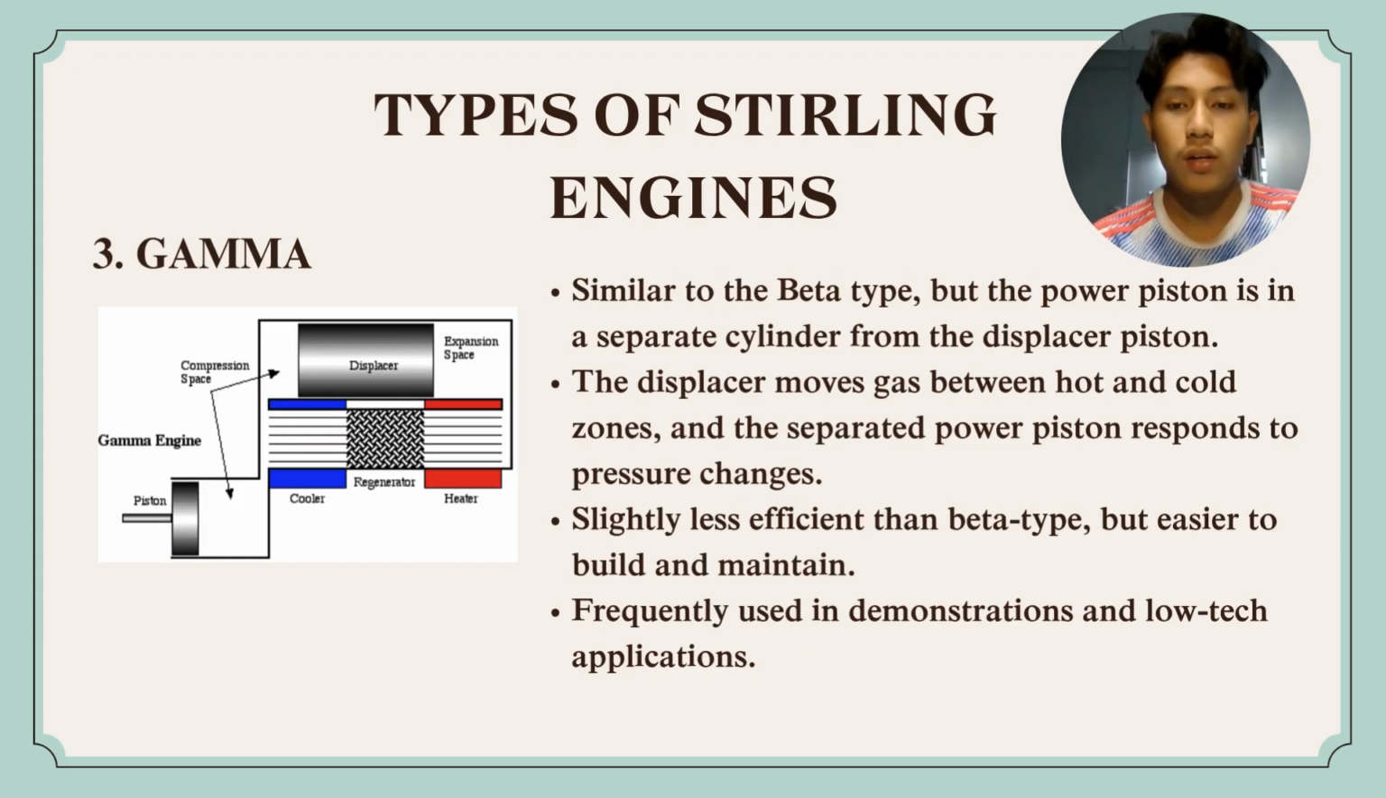The last Stirling engine is the gamma. The gamma type is similar to the beta type, but the power piston is in a separate cylinder, remote from the displacer piston. The displacer moves gas between the hot and cool zone, and the separate power piston responds to pressure changes. It is slightly less efficient than the beta type, but easier to build and maintain.